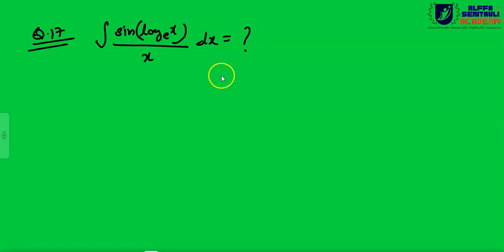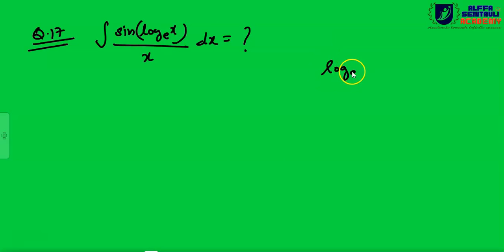So how will you solve this question number 17? This is nothing but sine of log x, where log base e x is given in angle, divided by x dx. So what will be the integration of this? How will we solve, beta? By method of substitution.